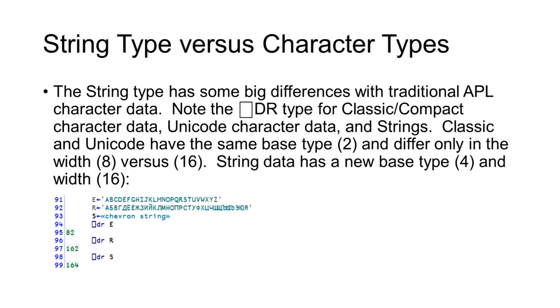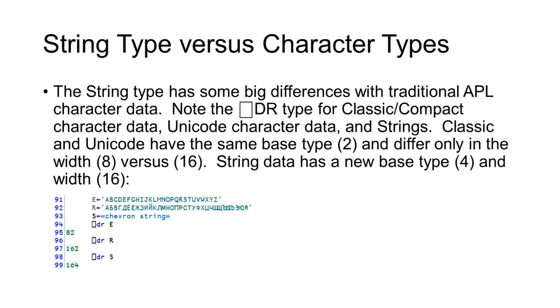Okay. And so what are some of the differences here? There are some substantial differences. We did talk about the quad DRs of the compact, the Unicode, and the string types, and we can see that demonstrated here with the three different kinds of character data on lines 91, 92, and 93, where we're creating regular compact characters assigned to E for English, R for Russian, and S for string.